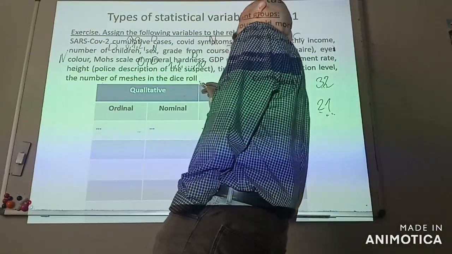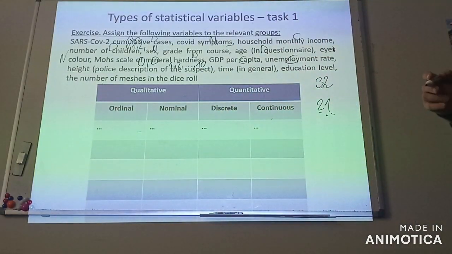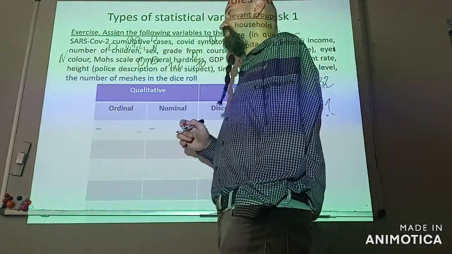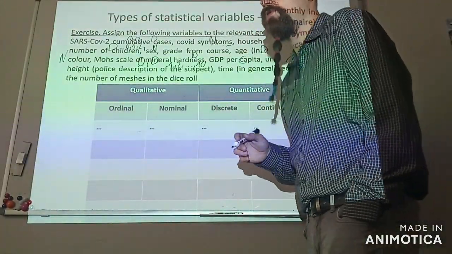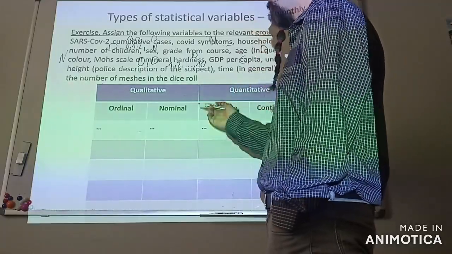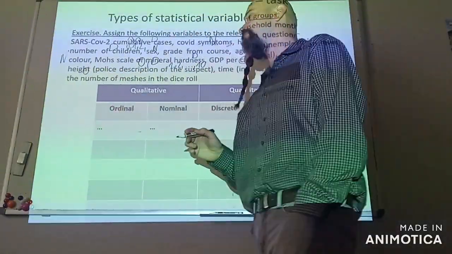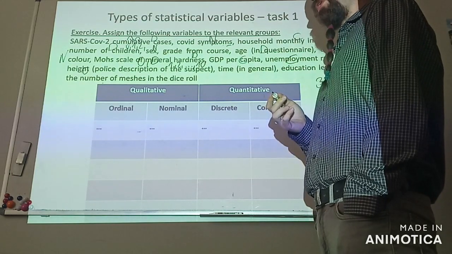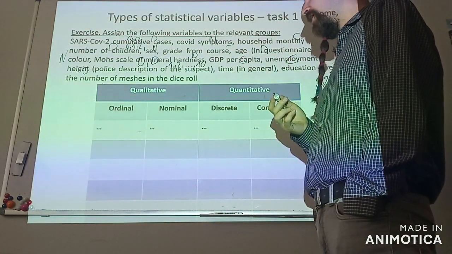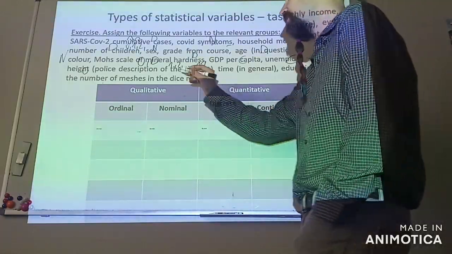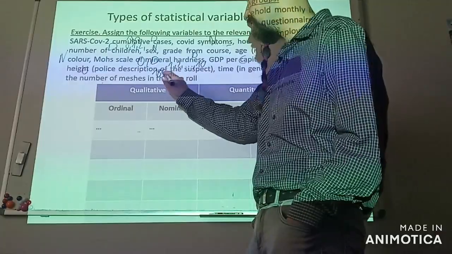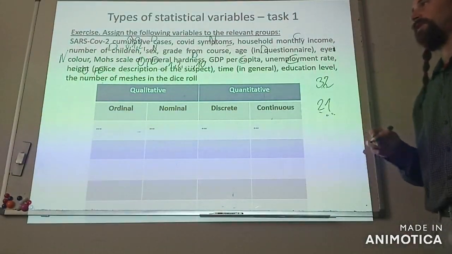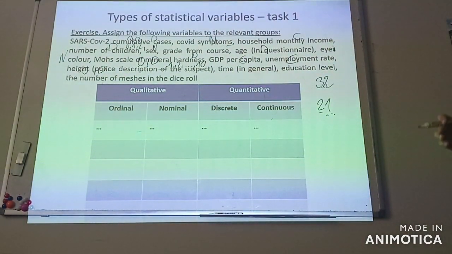Height, in a police description of the suspect, yes, so police report that the suspect was tall or short, so it has ordinal character. Of course, we can report the height of the suspect using centimeters, for example 185 centimeters. So in that case, we are dealing with a discrete variable. Yes, so as you can see, this kind of division is flexible.